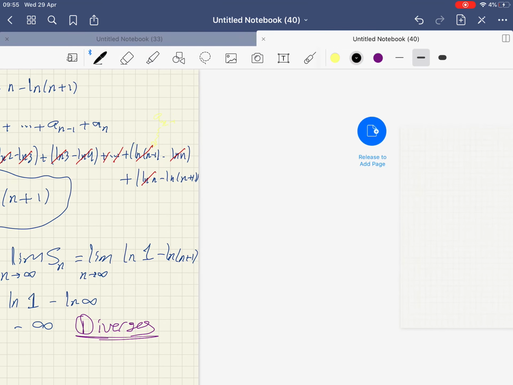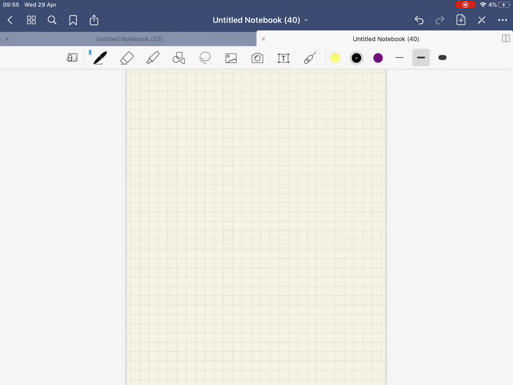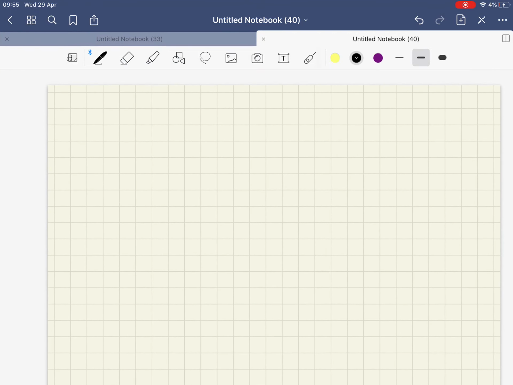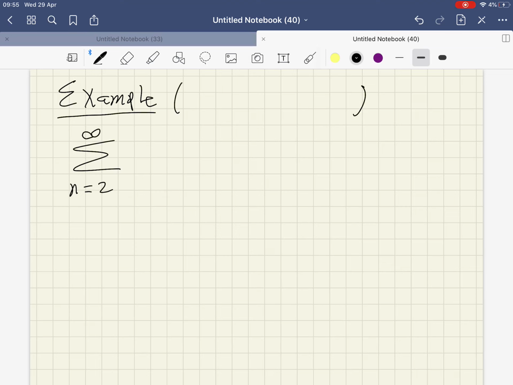Next example, again about the telescoping series, and this is a very important type of example. I will write something here later, and we want to discuss this series, starting from n equals 2, of 2 over n squared minus 1. Now again we do the same thing as we just did before.